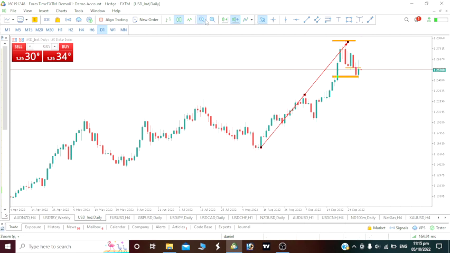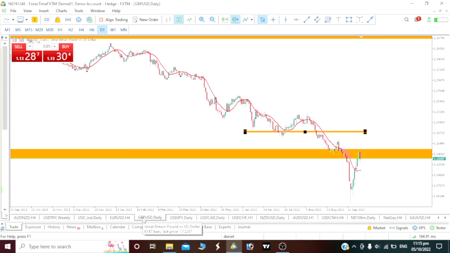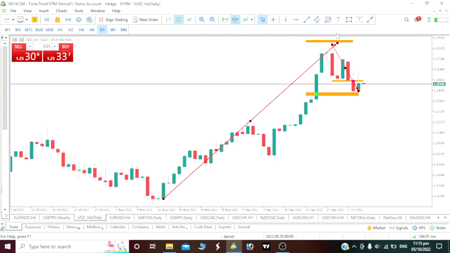Now that this USD index is now giving us this bearish move, this is one of the reasons why this GBP to our USD starts giving us this bullish move. As long as this USD index itself is dropping, then the GBP to USD will be giving us that bullish move.